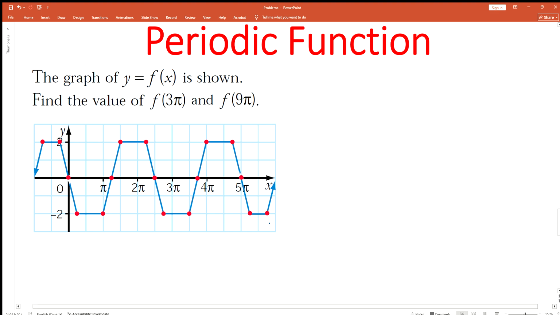Let's start by analyzing the given graph. As you can see, this graph is made up of a repeating pattern. Let's identify the repeating pattern or cycle in this graph. Let's start with the origin. At the origin, the graph crosses from left to right and goes in the downward direction. Let's label the point at the origin as A.